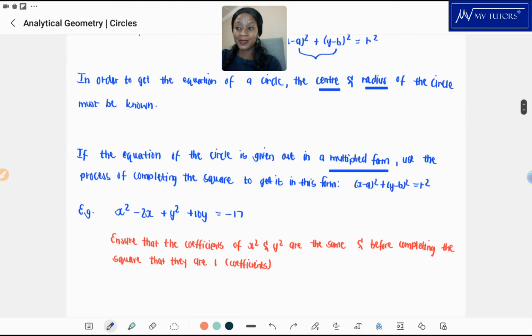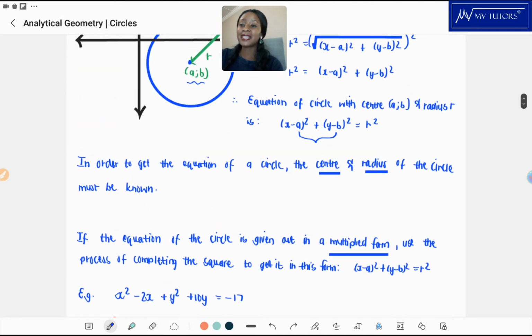Now, sometimes the equation will not be put like this, okay? So you won't have here nicely put x minus a squared, y minus b squared is equal to r squared. Sometimes it is calculated out, okay? So it is given out in a multiplied form. So what are we going to do to get it back into the way we're used to it? Well, we're going to have to complete the square.